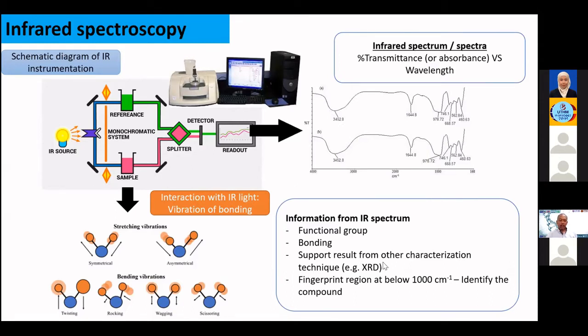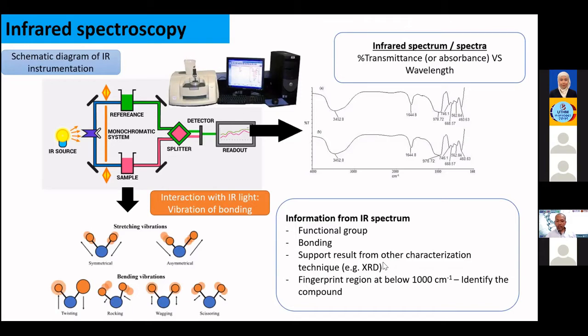For example, XRD. In the XRD, there is a zeolite, so we know that inside the zeolite there is SiOAl. This bonding will vibrate after interacting with IR, so it supports the other characterization technique. And then, below 1,000, from 1,000 to 200, it is the fingerprint region.